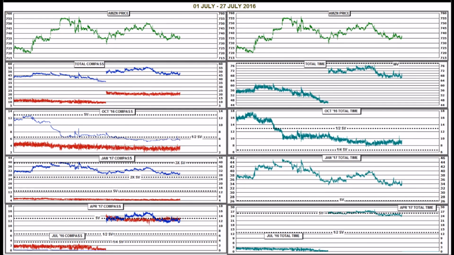Looking at this, what would you say we're looking at here for the movement of Amazon? We said in our latest blog post that Amazon was looking like October put time could rise back to its half SV, which it has. Okay.